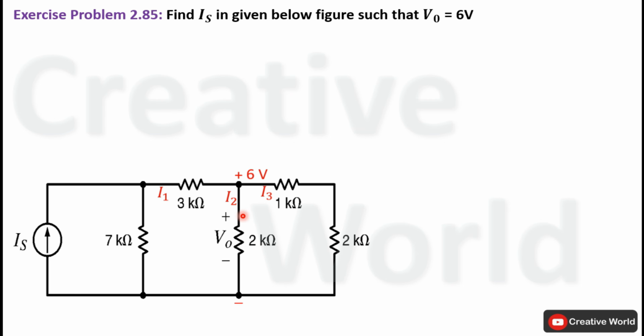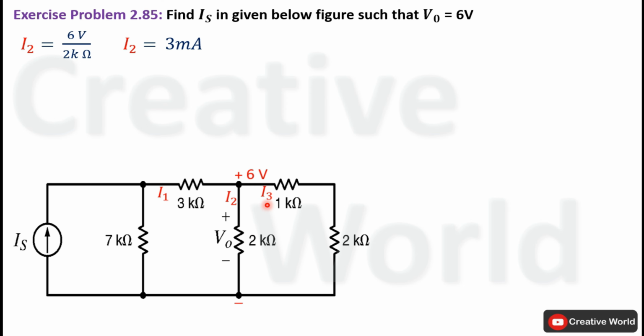For that purpose, we will divide voltage across this 2 kilo ohm resistance by the value of resistance. Voltage across it is 6 volt and the value of resistance is 2 kilo ohm. So 6 volt divided by 2 kilo ohm will result in 3 milliampere. Current I2 is 3 milliampere.